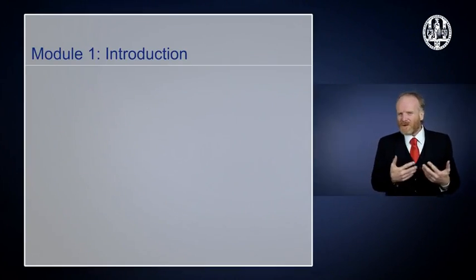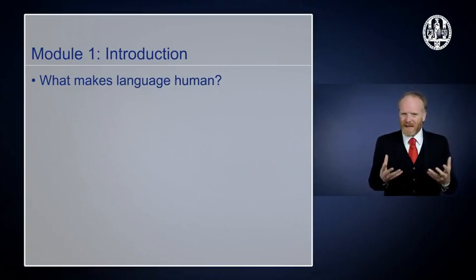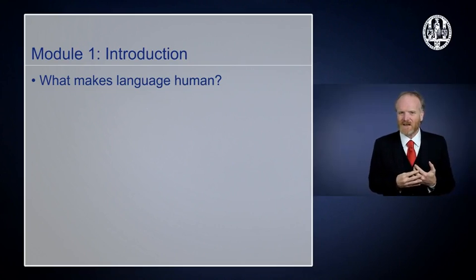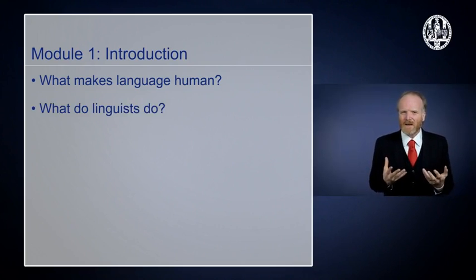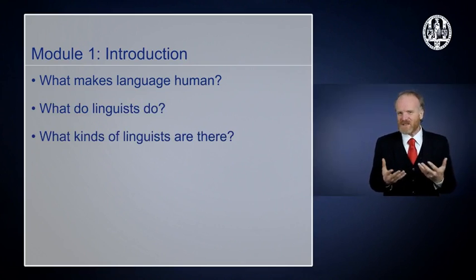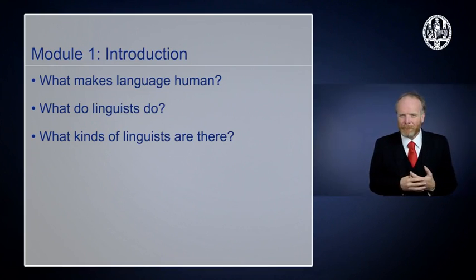And we're going to explore this in 5 modules. In the first module, we talk about questions like what makes language so typically human? What differentiates it from animal languages, for instance? And we're going to see how linguists go about their work. There are different kinds of linguists and we're going to meet them.